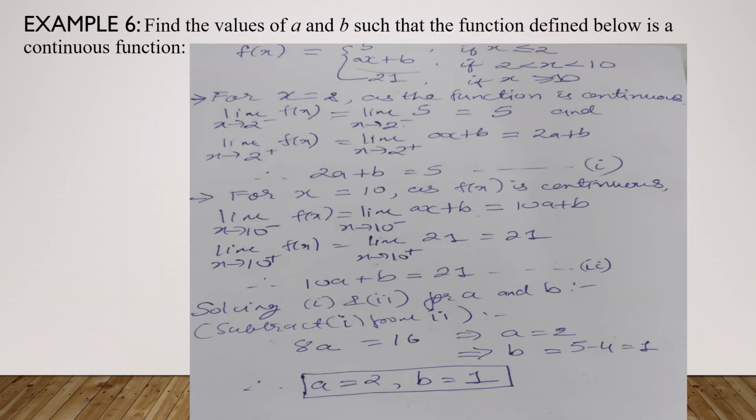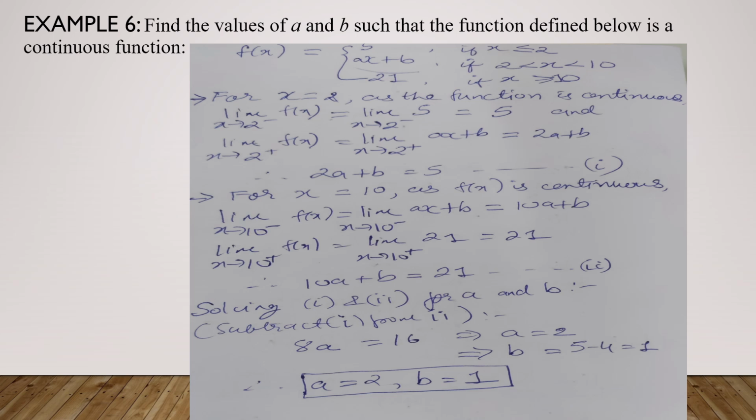Example 6. A different kind of example. Find the values of a and b such that the function defined below is a continuous function. It is given that the function is continuous. You have to find the values of unknowns a and b. f(x) is equal to 5 if x is less than or equal to 2, ax plus b if 2 is less than x less than 10, and is equal to 21 if x is greater than or equal to 10. Correct? Now you know that the function is continuous. So at which points do we need to check?